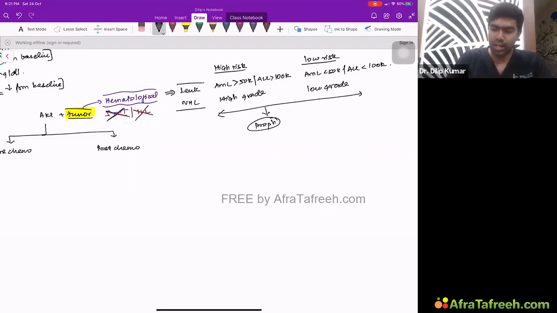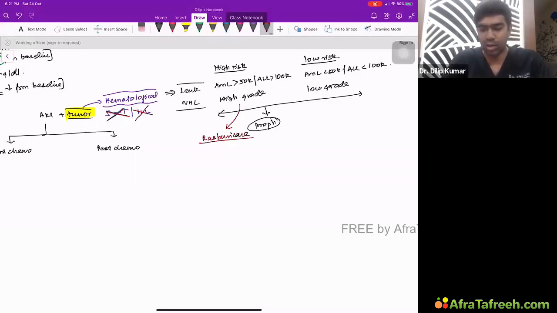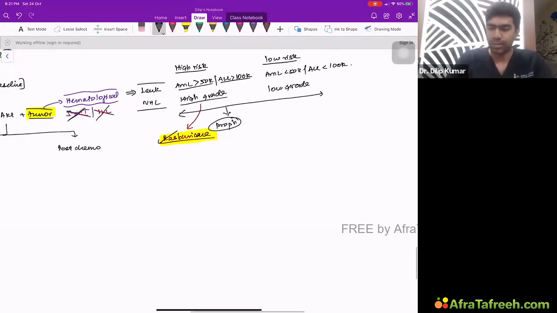Suppose if it's a high grade tumor, high risk case, then typically we'll give rasburicase to bring down the uric acid levels. How long will you give rasburicase? Till the tumor is controlled. Once you have diagnosed a high grade lymphoma, you're going to start with chemotherapy. So before starting chemotherapy, I need rasburicase for sure because it's a high risk tumor. Once you start chemotherapy, there is a substantially higher risk of developing tumor lysis.